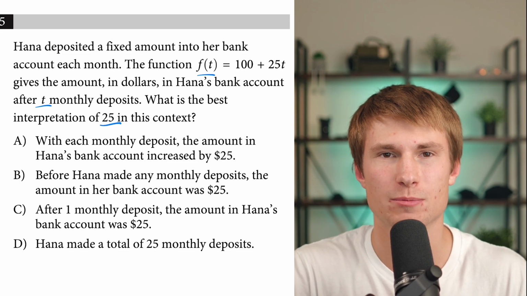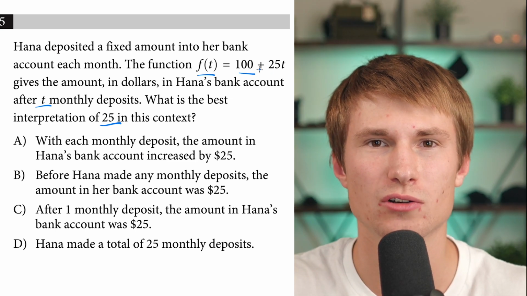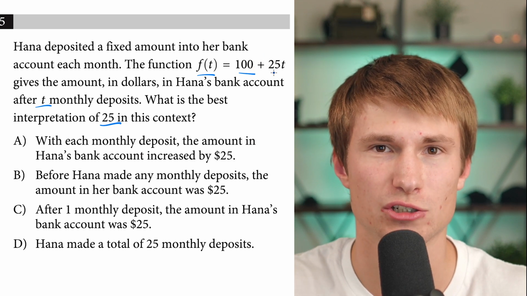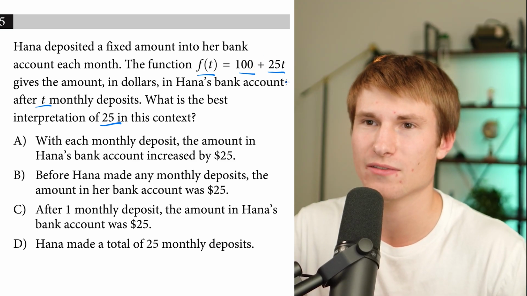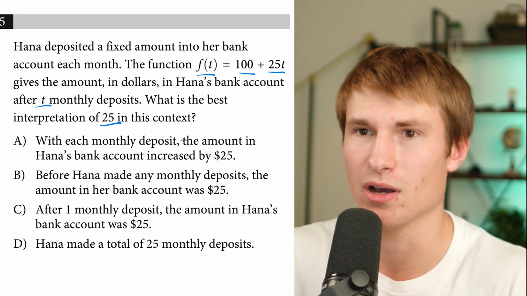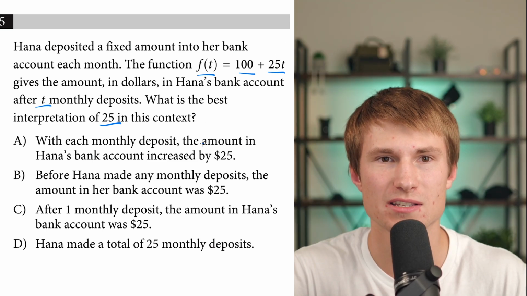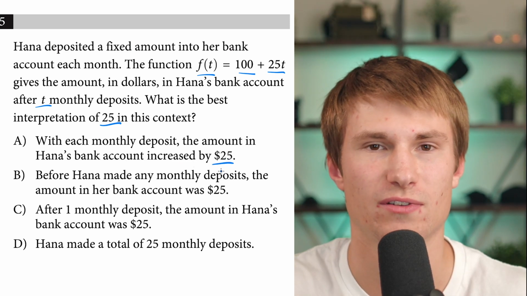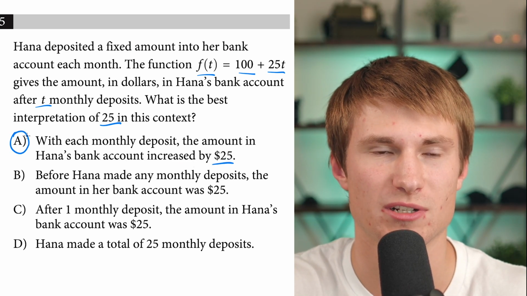Well, we know f of t represents the amount in her bank account. This 100, since it doesn't have any variables next to it, is her initial amount, and then she's adding on $25 every month. So that 25 is the amount that she's depositing every month. So we have option A, with each monthly deposit, the amount in Hannah's bank account increases by $25. Yes, that is the correct interpretation. So our answer is A.